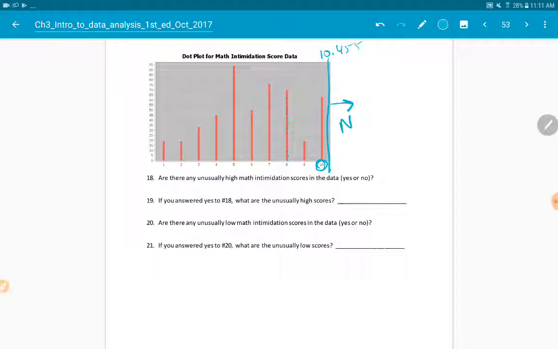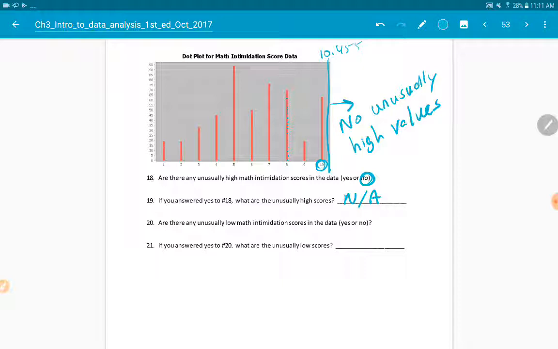So there are no unusually high values. So are there any unusually high? No, there's not. So we didn't answer yes, so this is not applicable.